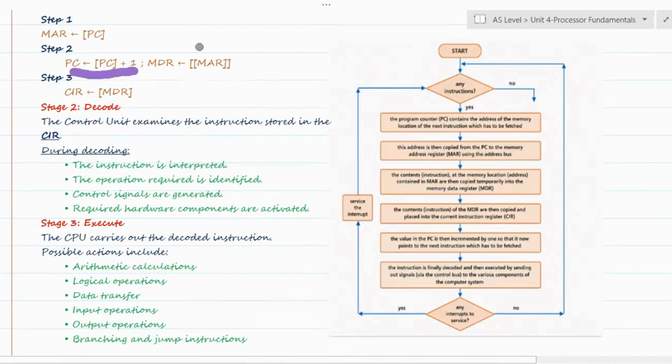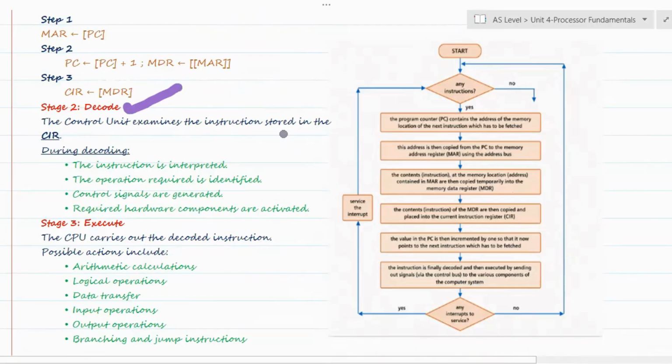Okay, this one. And all these steps are part of fetching. So step 1, as we said, is fetching the instruction. And while fetching the instruction, all this is happening. Once the instruction is fetched, all the registers' values are updated. Now the instruction is decoded. So stage 2 is decoding.